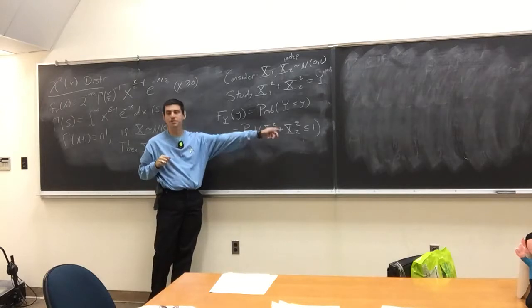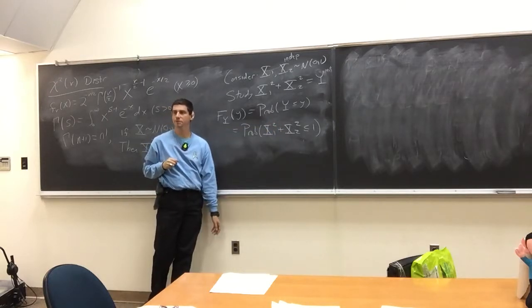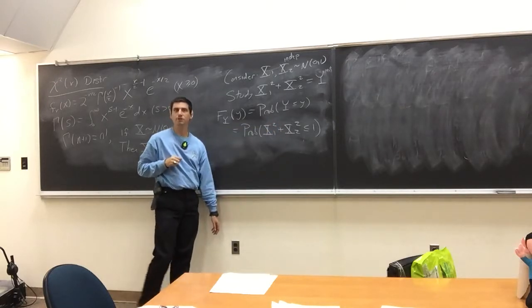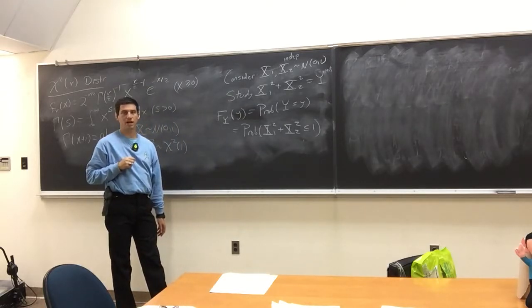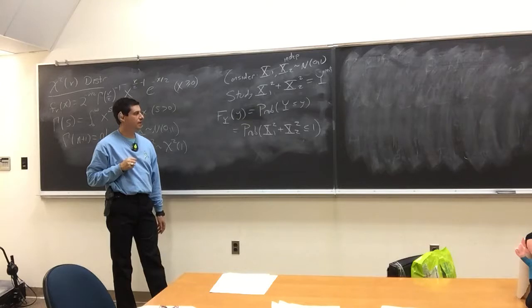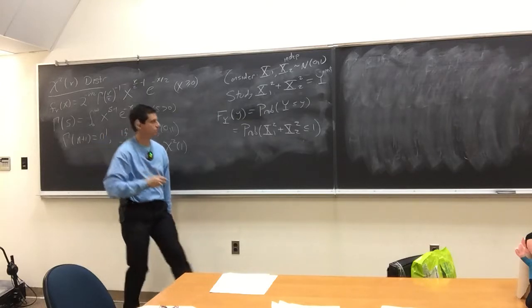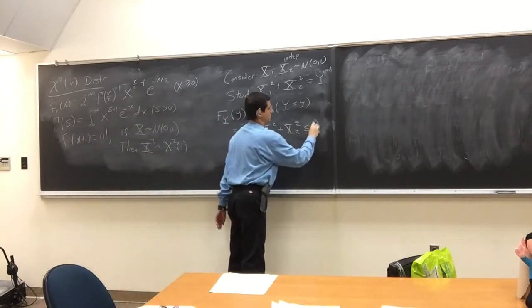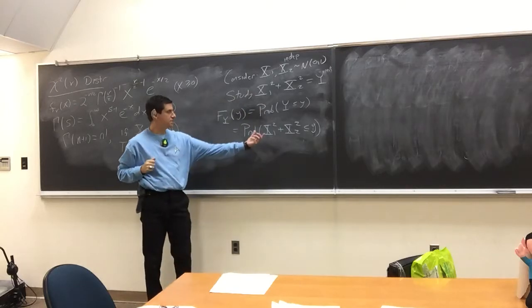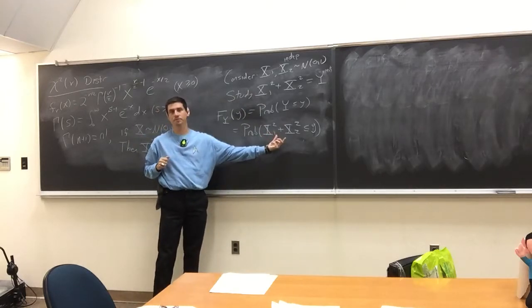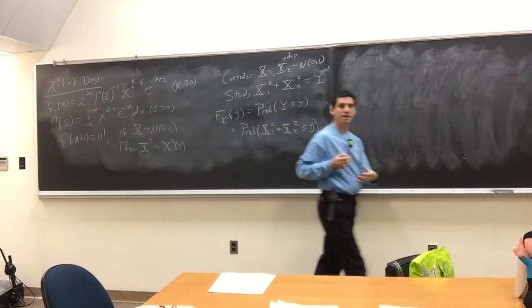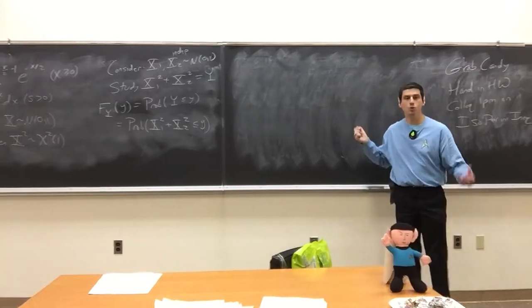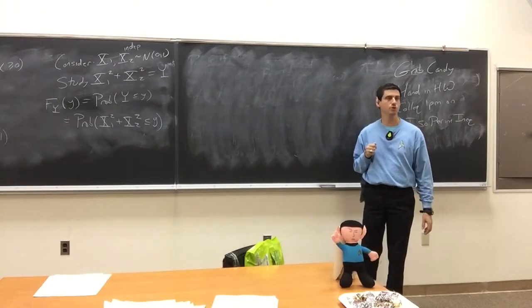Now I could convert x1 and x2 to chi-squared random variables. There's probably a reason I'm writing it like this. I really like seeing something like x1 squared plus x2 squared is less than or equal to y. What does this look like geometrically? A circle. So it's basically saying, what's the probability that x1 squared plus x2 squared is less than or equal to y? What's the probability we're inside a circle of radius square root of y?